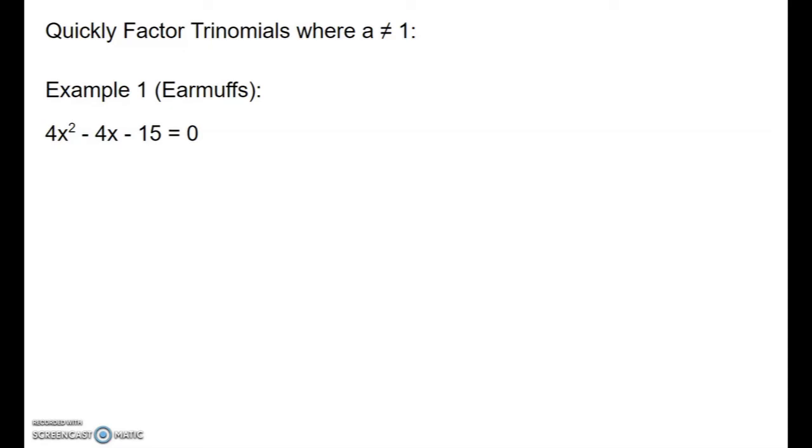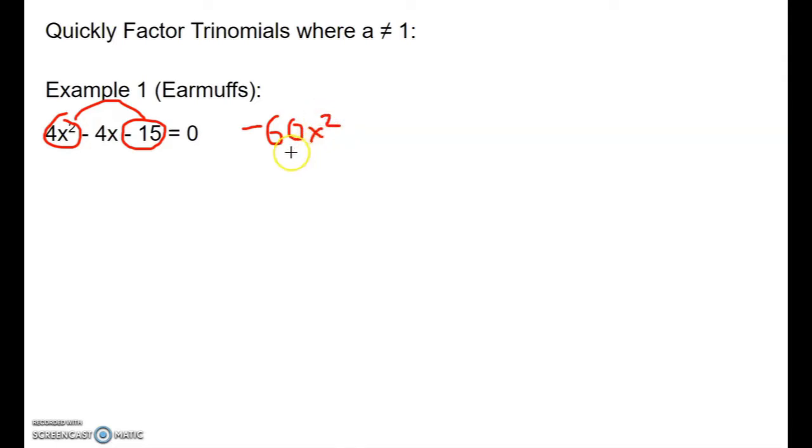Welcome to the arithmetic zone, and for our first math lesson, we're going to factor trinomials where a is not equal to 1 in a quadratic equation. So for our first example, we're going to do it the Earmuffs method, which is how most people learn it in school today. So what they would do is they would take the a term and multiply it with a constant. So in this case, this would be negative 60x squared.